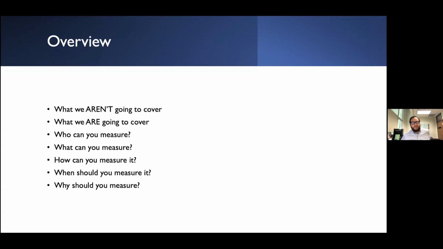I like to say what we're not gonna cover and what we are gonna cover. Specifically, I'll go in a little bit more detail in a second. Who can you measure? What can you measure? How can you measure it? And when you should measure it? And we'll end with why you should measure it, though it's a little bit of a lie, and you'll find out in a second.